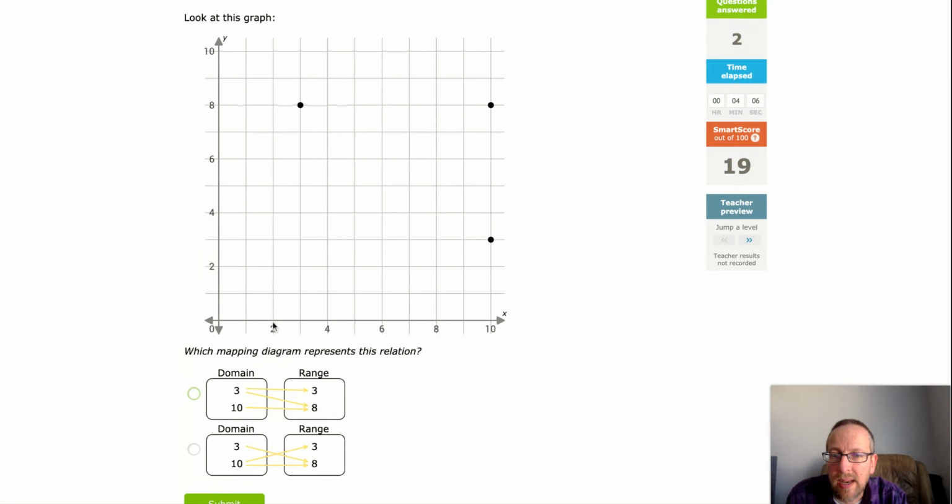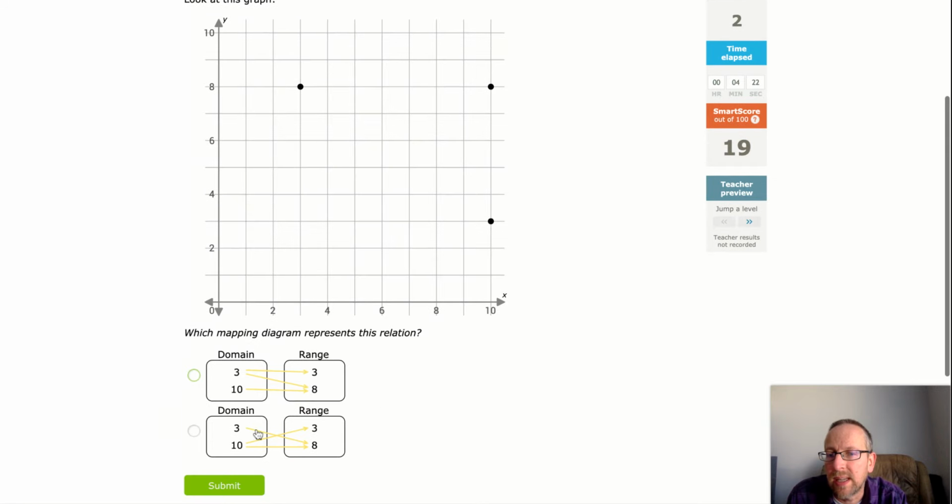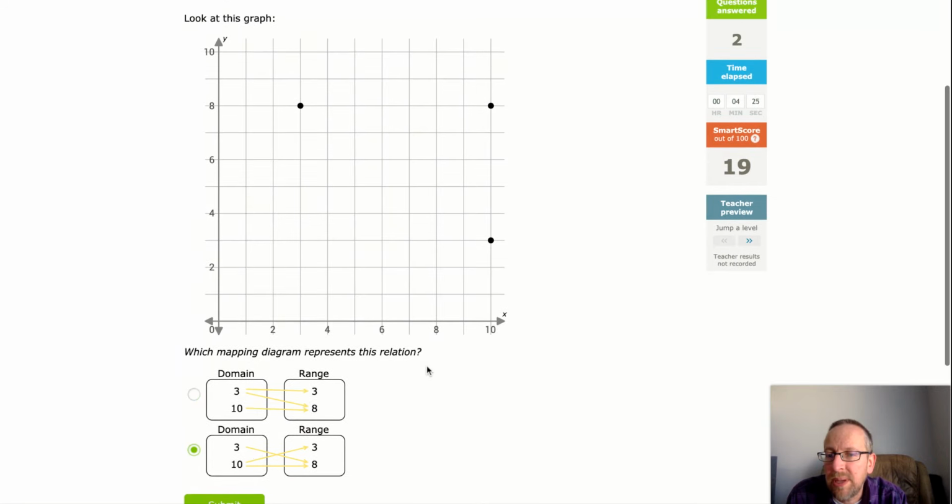So again, I'm going to come over here and look, okay, well, the mapping says it pairs 3 with 3, but there's no point there because it says which mapping represents this graph or this relationship. Since 3 does not go to 3 on the graph, this one doesn't represent it. It's got to be this one. But to be safe, let's see if 3 is paired with 8. In other words, an x value of 3 goes all the way up here, a y value of 8. So yes, that point has an x value of 3 and a y value of 8. 3 is paired with 8.